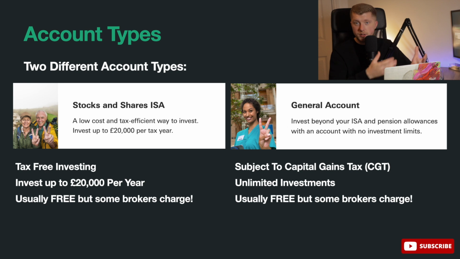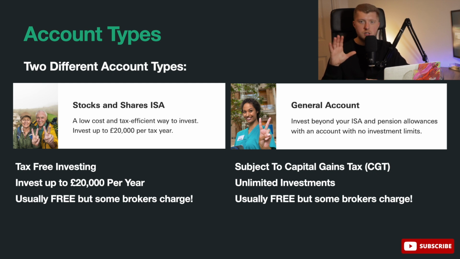It has pretty much all of the same functionality as a stocks and shares ISA in terms of what you can actually invest into. But do bear in mind that it is subject to capital gains tax. However, you can make unlimited investments into that kind of general account, whereas obviously the ISA is capped at £20,000 per year. And similarly, the general account is usually free, but again, some brokers can charge for doing so.